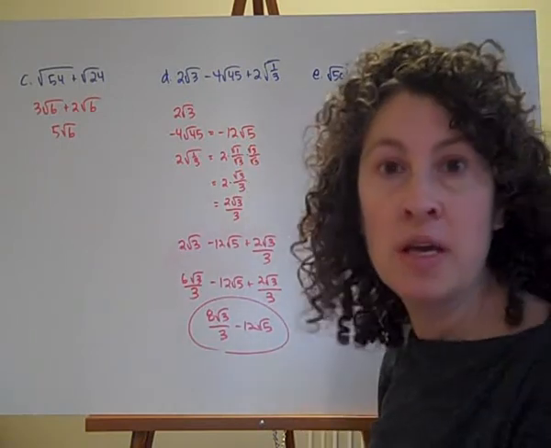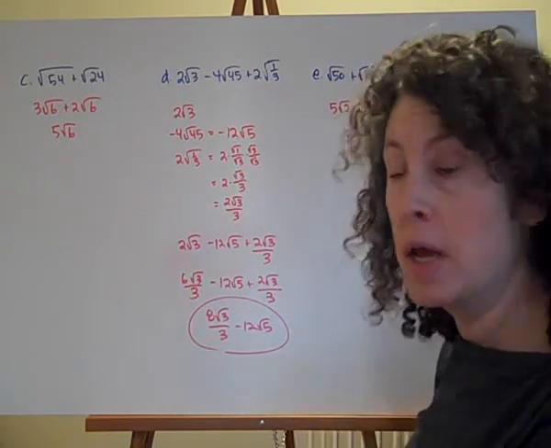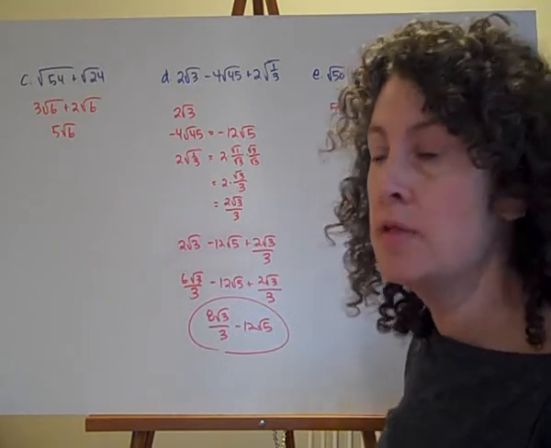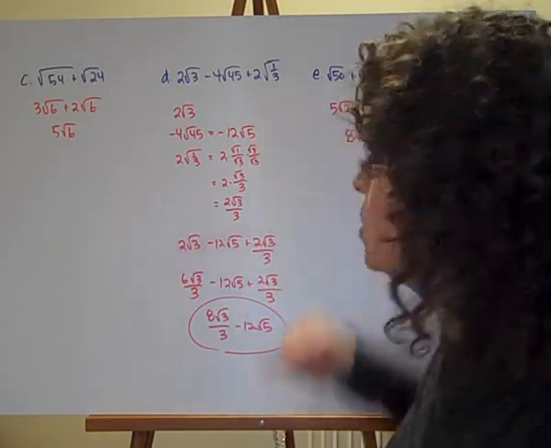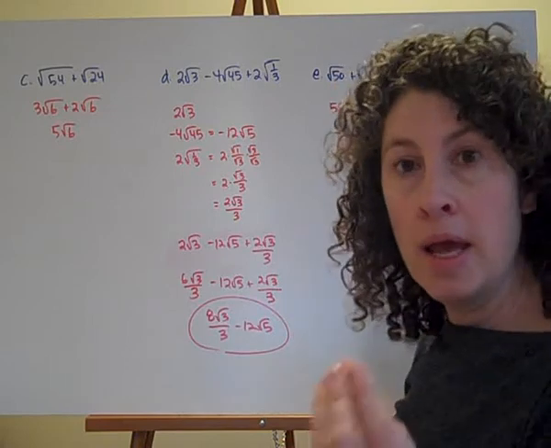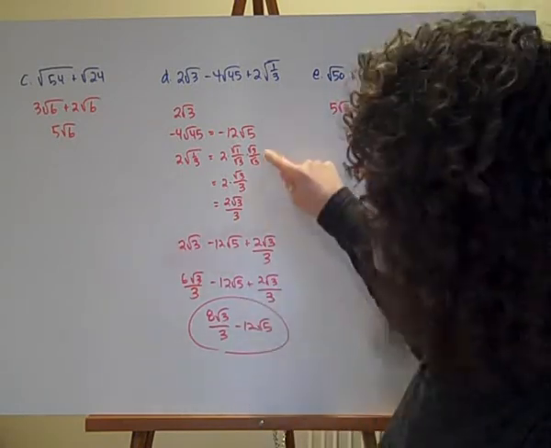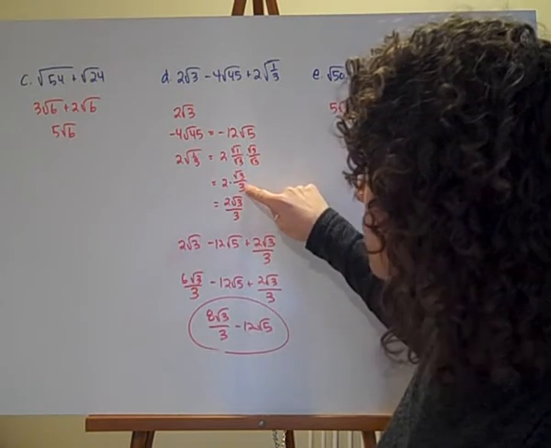I can't leave a radical in my denominator, so I need to rationalize the denominator by multiplying the numerator and denominator by something that's going to get rid of that radical. So in this case, it's radical 3. So I end up with radical 3 over 3.